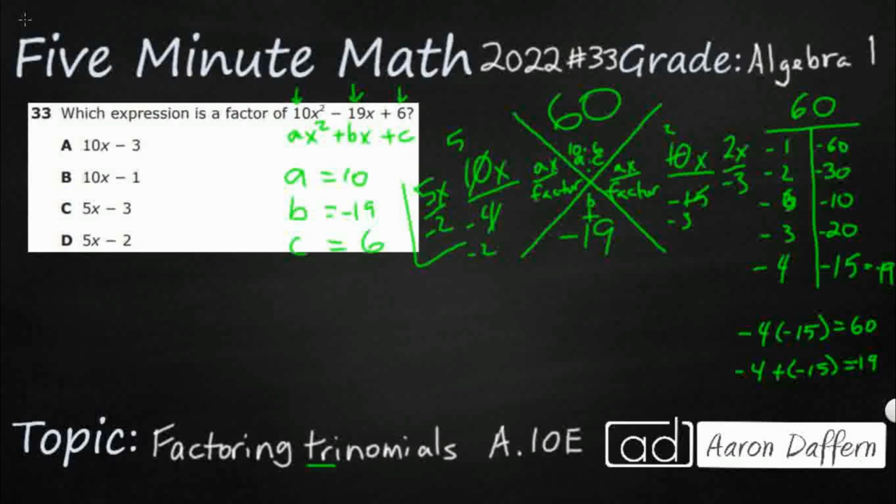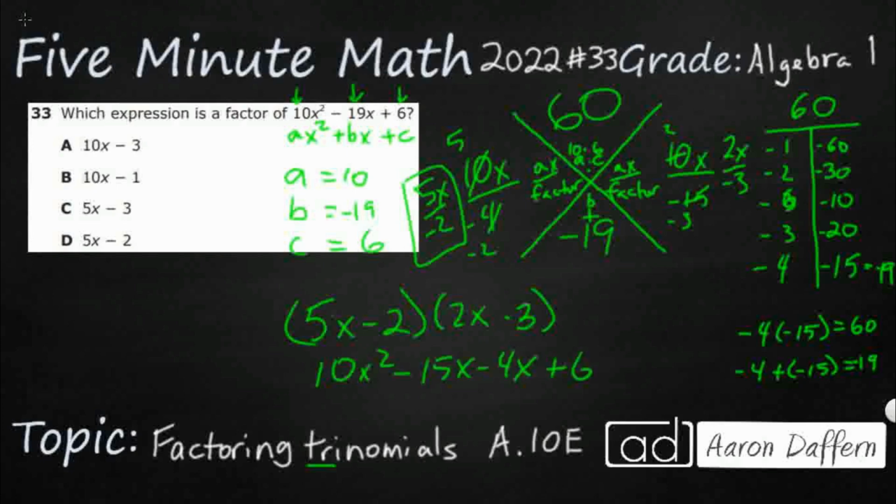Now, we can write each of these as binomials. So 5x, and then your denominator is the second part, minus 2. And then I've got 2x, and then the denominator is the other part, minus 3. Okay? And if we want, we can FOIL this out to make sure it works, right? 10x squared minus 15x minus 4x plus 6. Obviously, that simplifies to minus 19x, which is what we started with.